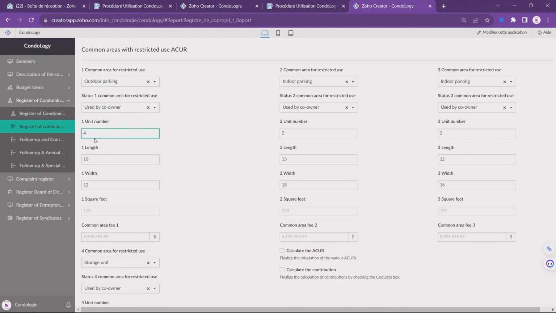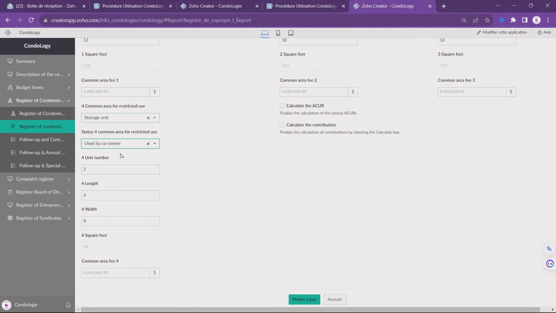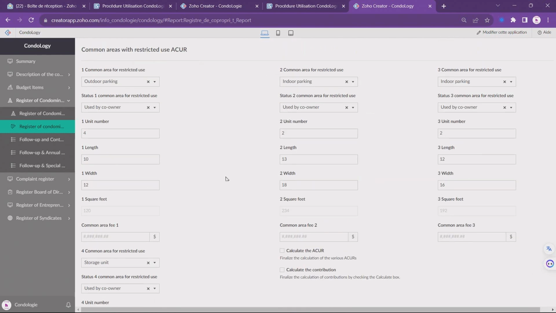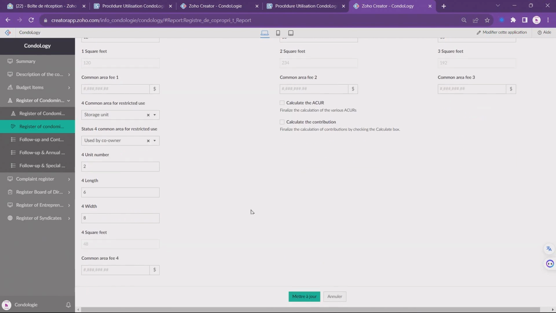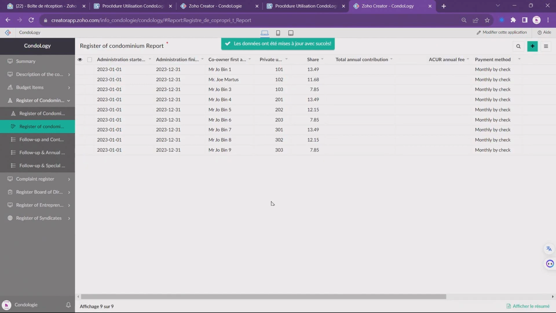So if we say the common area is an exterior parking, then the status is that the unit is used by the co-owner. We put the unit number 4, that length, width is 10 by 12 as an example. We obtain the number of square feet. We do this for all the co-owners' restricted use units. We have 4 places to complete them for each co-owner. We are going to make a specific video on this section. Okay, so we have completed the file. In a second video, we will talk about sub and $+ communications.